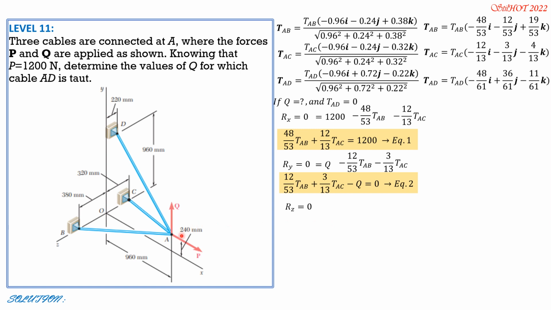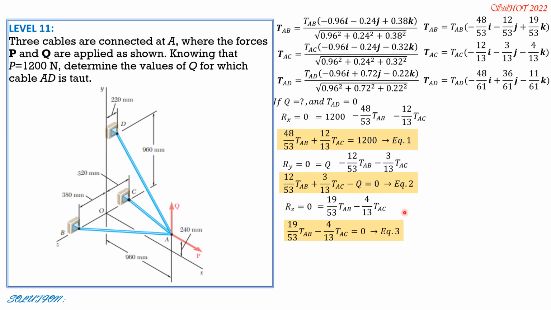So we have 19 over 53 tension AB minus 4 over 13 tension AC. And tension AD is not involved because we set it to almost 0. So simplifying, 19 over 53 tension AB minus 4 over 13 tension AC equals 0, equation 3.